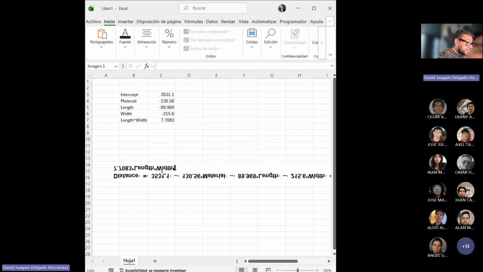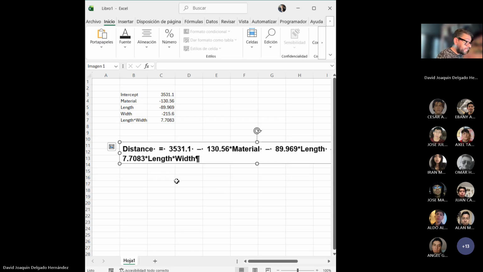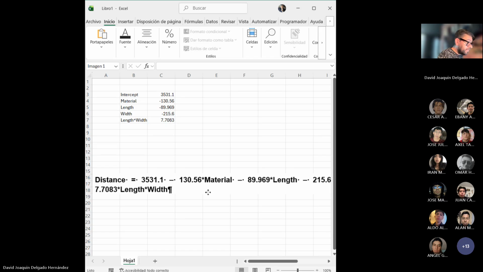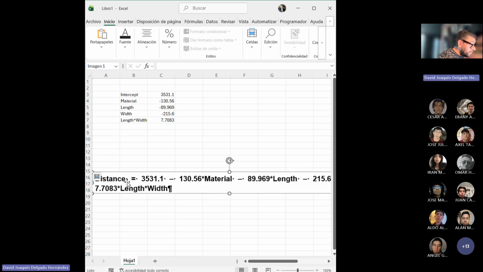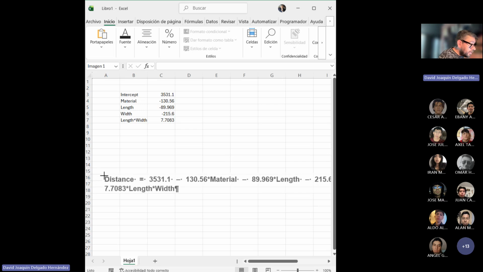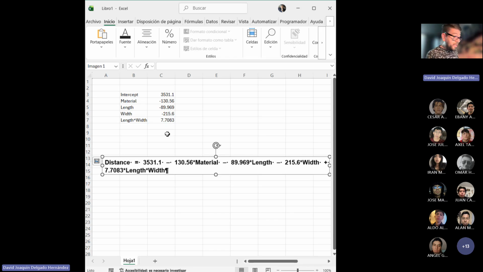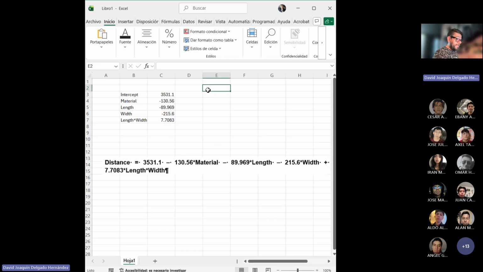Let me make it smaller. This is the model, okay? And these are the coefficients. So what I am going to do is to put here the input data. So I am going to put here the material. I am going to put here the length. I am going to put here the width.